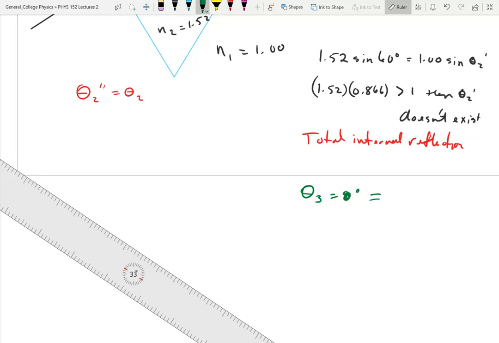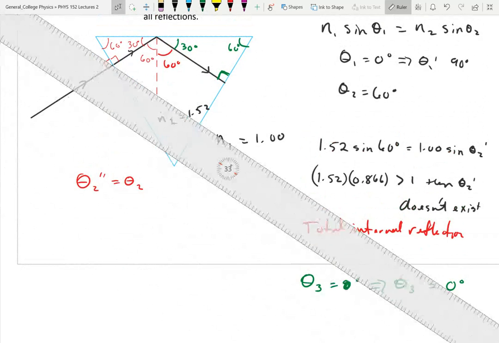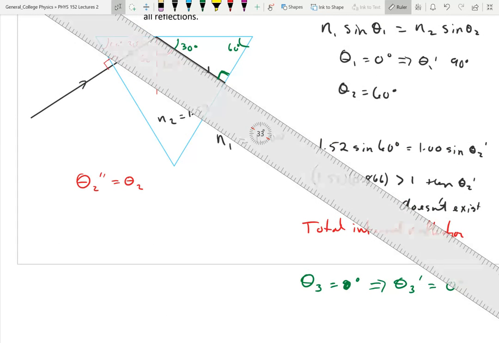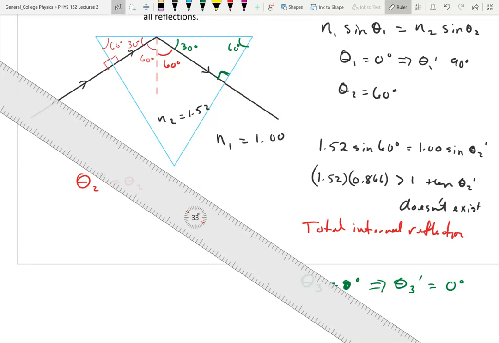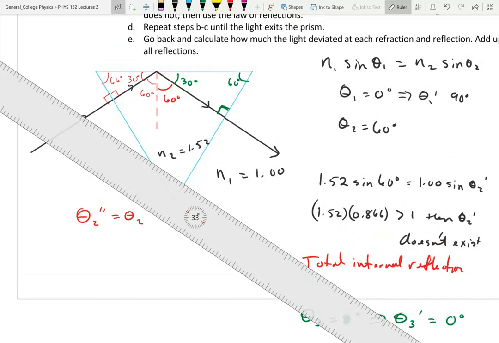And so just like with the first one, it's going to come straight out. So I kept my ruler here at the same angle so I can just continue it on. And there it came out. So it did one internal reflection.